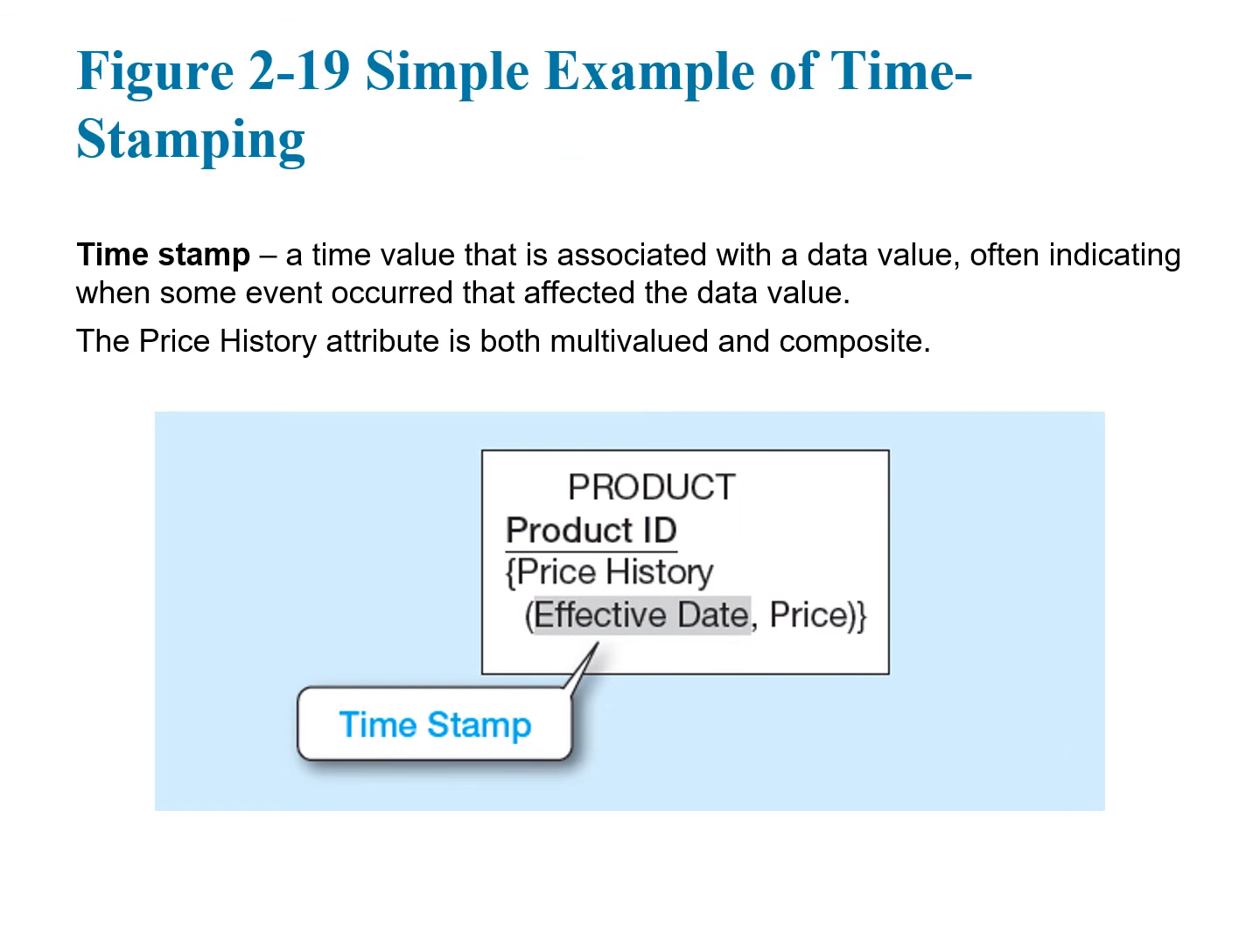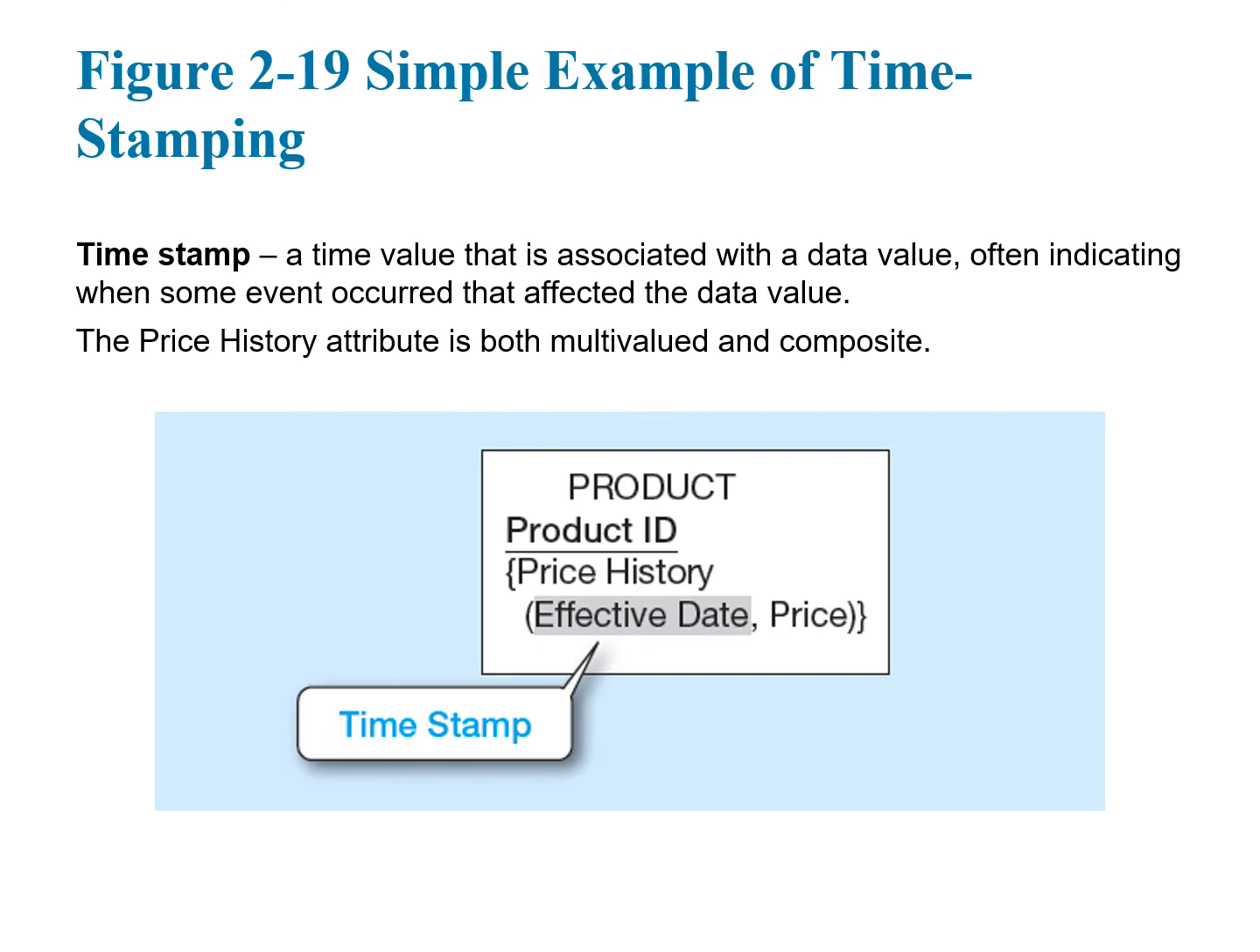Figure 2-19, simple example of time stamping. Timestamp, a time value that is associated with a data value, often indicating when some event occurred that affected the data value. The price history attribute is both multi-valued and composite. Product, product ID, price history, effective date, price. So you can see timestamp. Timestamps are useful for keeping historical data. In this case, we see a way of keeping track of price change over time for a product.